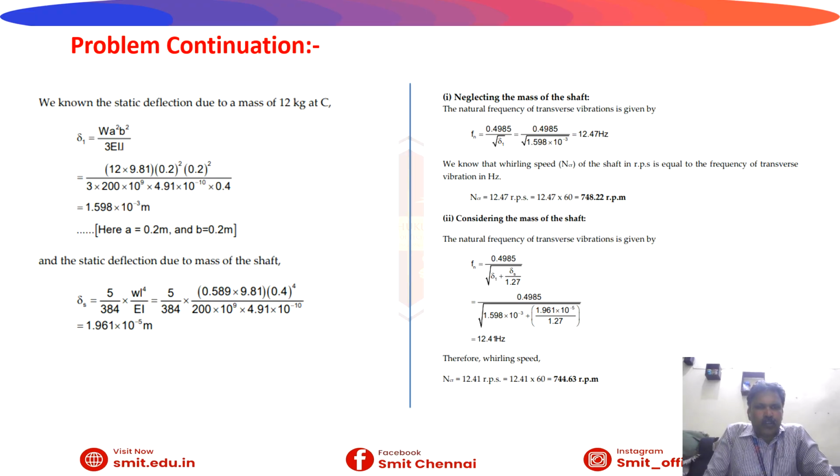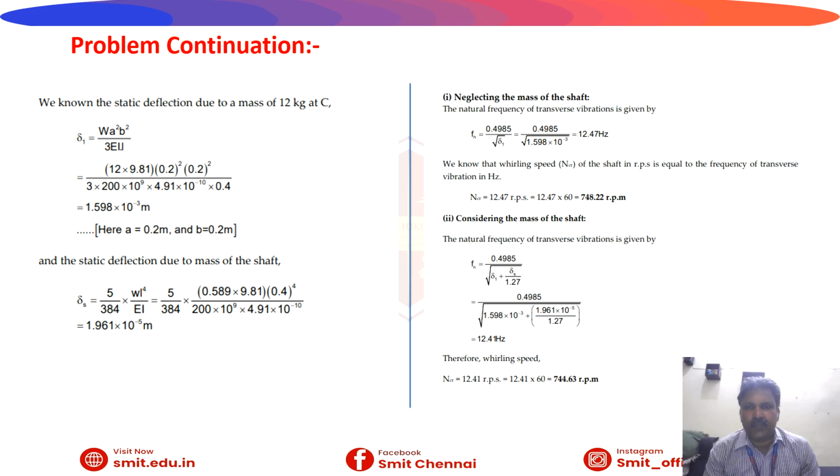The static deflection due to the mass of the shaft is 5 by 384 into W L power 4 by E I. So 5 by 384 into 0.589 into 9.81. We use 9.81 for converting kg into Newton, that is kg to Newton, so we multiply by 9.81. You will get 1.961 into 10 to the power minus 5 meter. Then neglecting these two conditions is clearly given in the problem. What is the first condition?